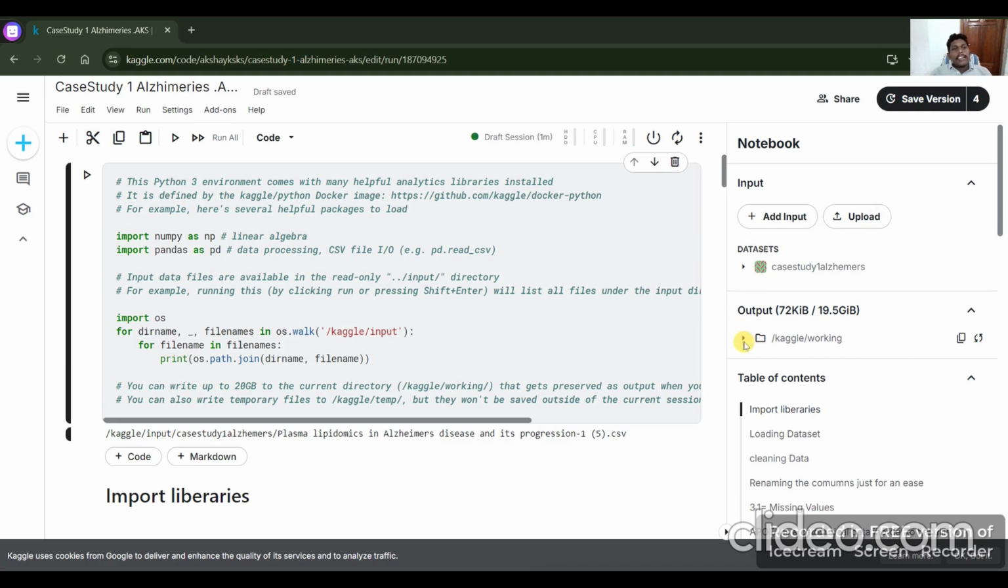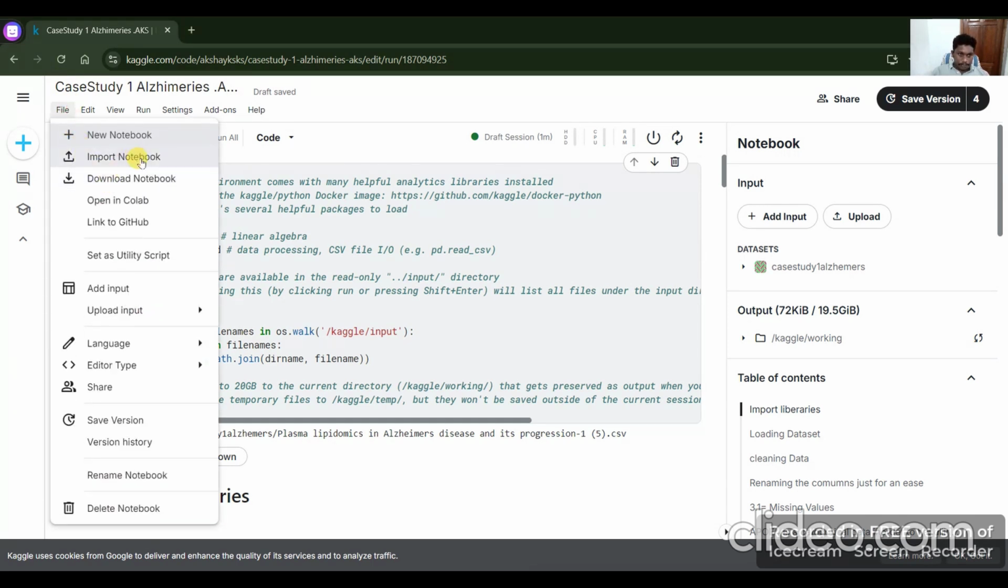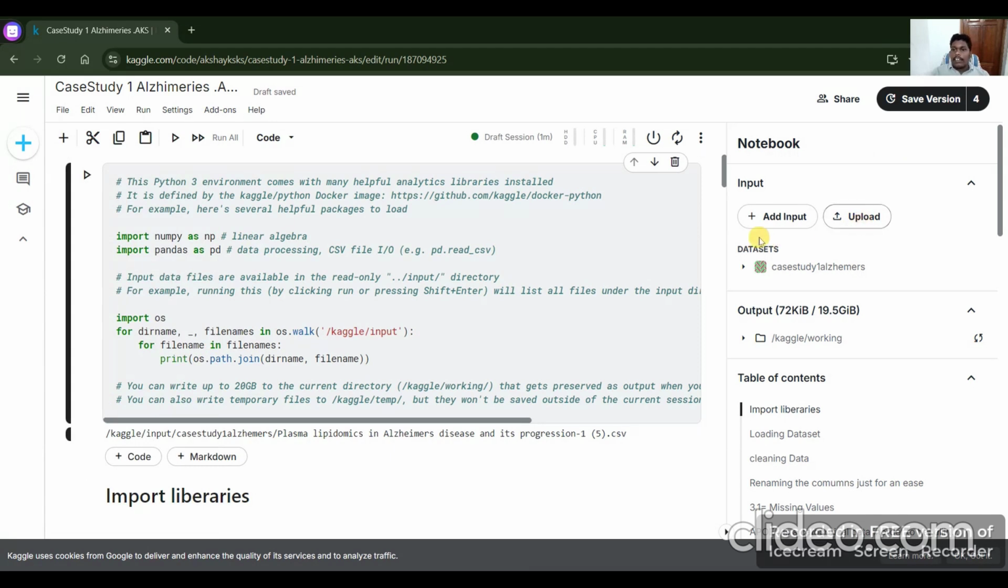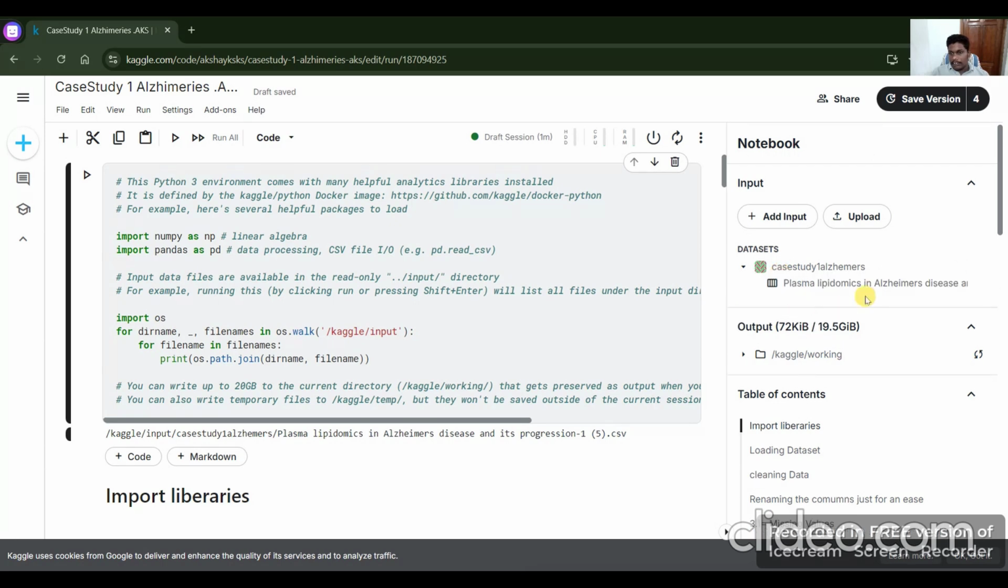Today we are discussing the Alzheimer's dataset. First, we will analyze the dataset. We go to File and import the Alzheimer's dataset. Here we can see the uploaded Alzheimer's data.